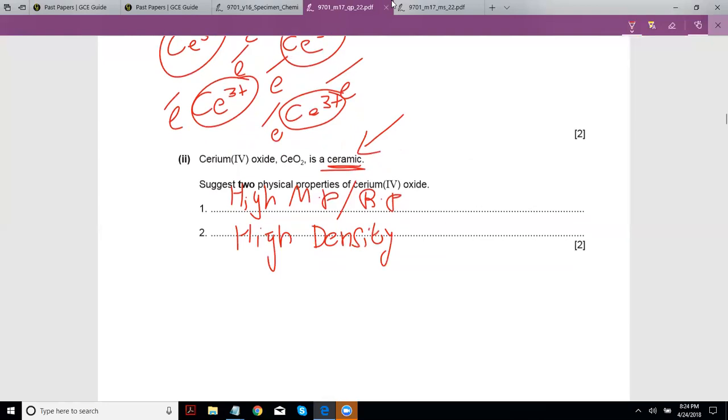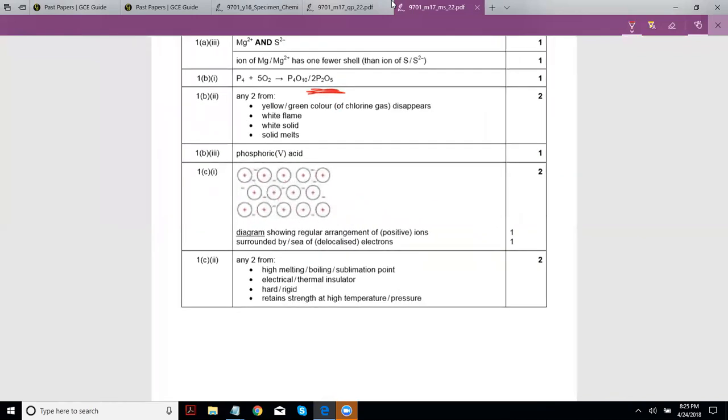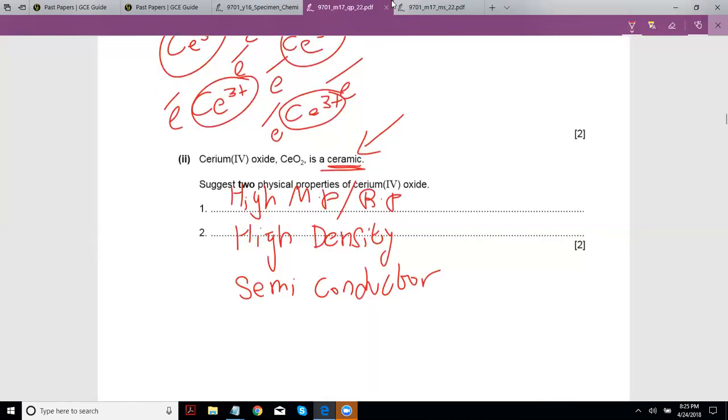I have silicon in mind, so it's a semiconductor. I think you could mention it, although I'm not so sure about that. Let's check the marking scheme before we discuss. High melting point, boiling point, electrical insulator. Hard, rigid, retains strength. So the idea is ceramic, meaning clay pots, so high density.